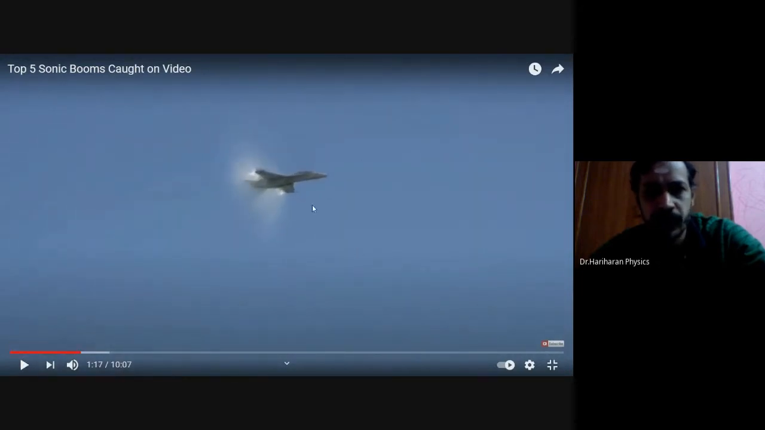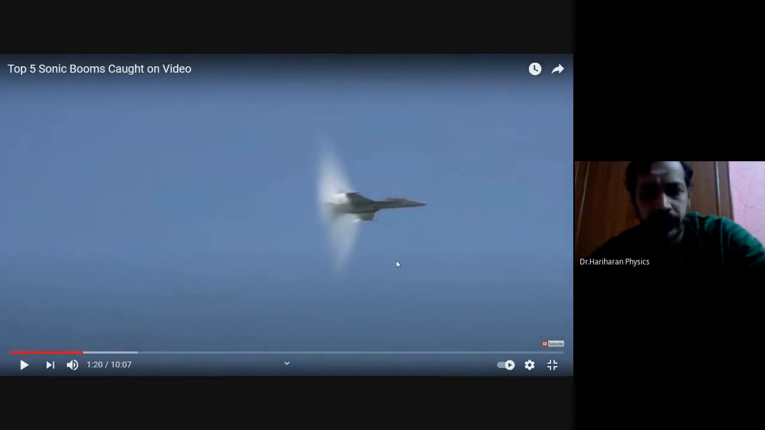Can you see here a white color cloud? I mean, white water vapors or white gases around the tail of the aircraft. This gas, we call it shock waves. Now you can see that it looks like a peacock feather, white in color. So therefore, this is shock waves.